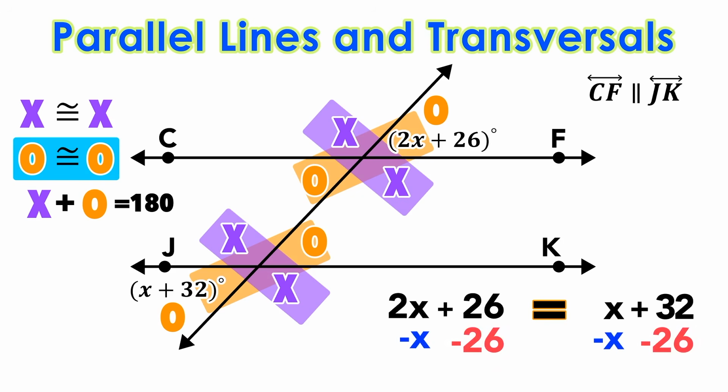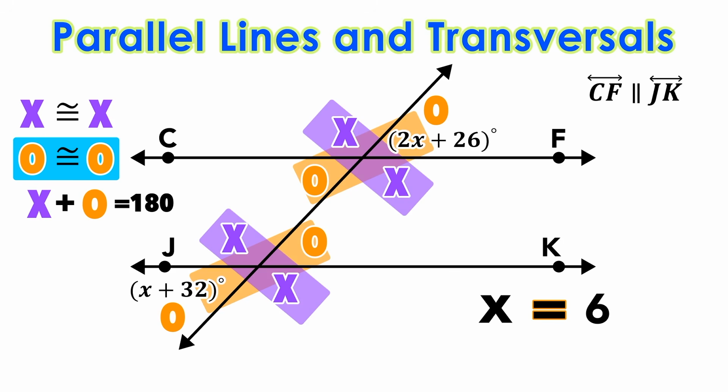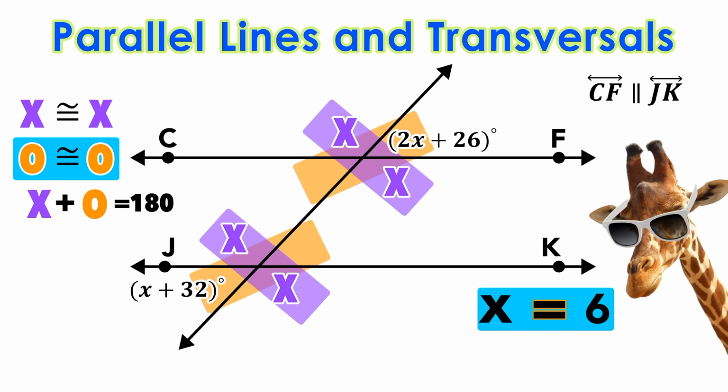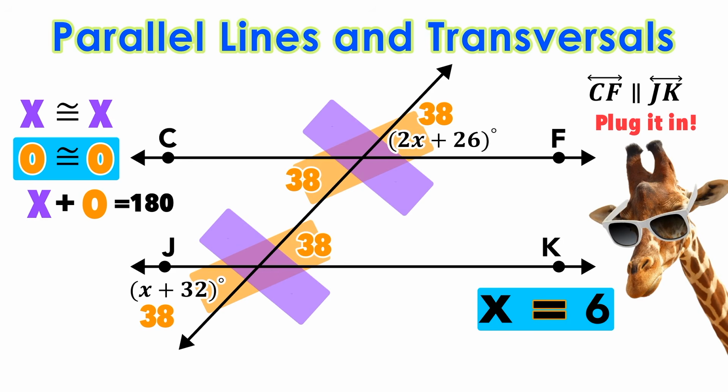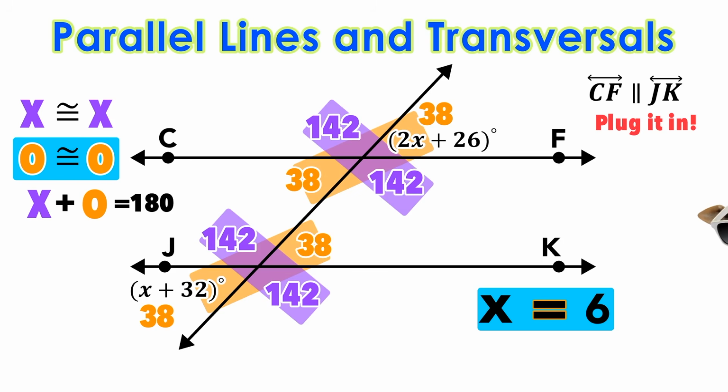We can subtract x on the left side of the equation and subtract 26 on the right side. We can simplify and come to a solution that x has a value of 6. Now we are not finished here. In order to find the angle measures, we have to substitute 6 back into each expression. Doing that gets us an angle measure of 38 degrees for all of the acute angles, the O's, and subtracting that from 180 gives us 142, which is the measure of all of the obtuse angles, and now we have completed the entire diagram.